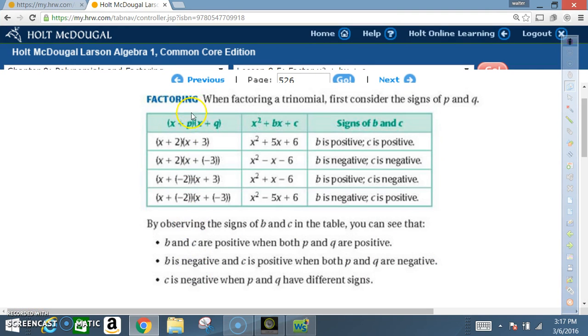Factoring, please read before I begin to explain examples 2 and 3.